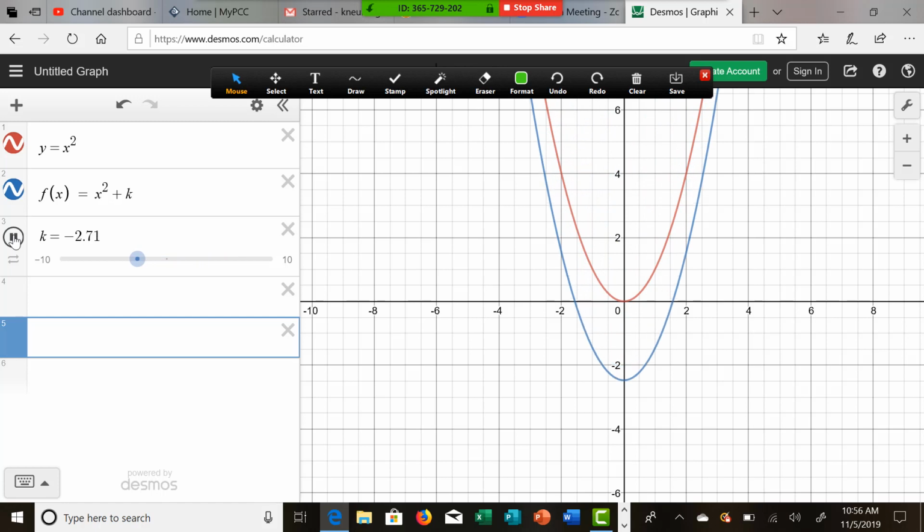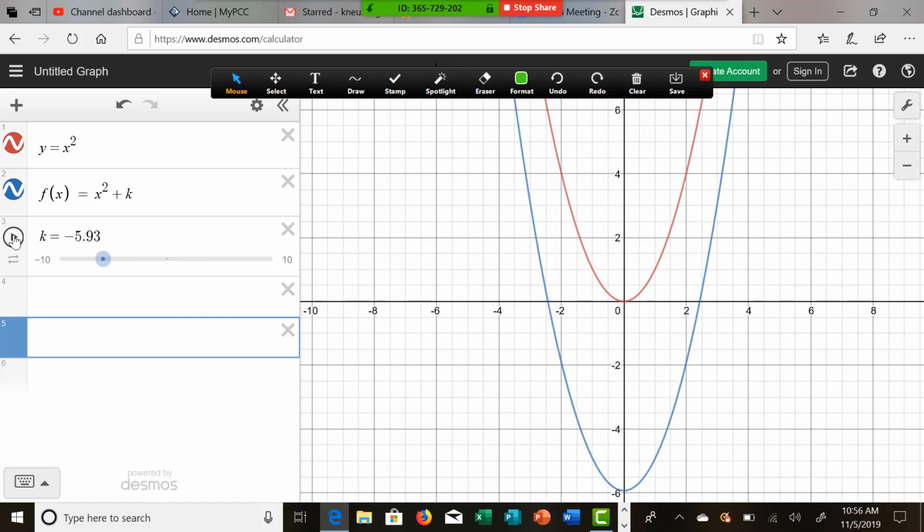Now let me play it and let's watch what happens. It's going to go down, and I'm just going to randomly stop it. Now I'm stopping it at negative 5.93. Notice what happened is this graph has moved down to negative 5.93 right down here instead of being at 0 where we started up here. So it looks like what happens when you have a k out here is that whatever k is moves the graph up or down on your y-axis there.